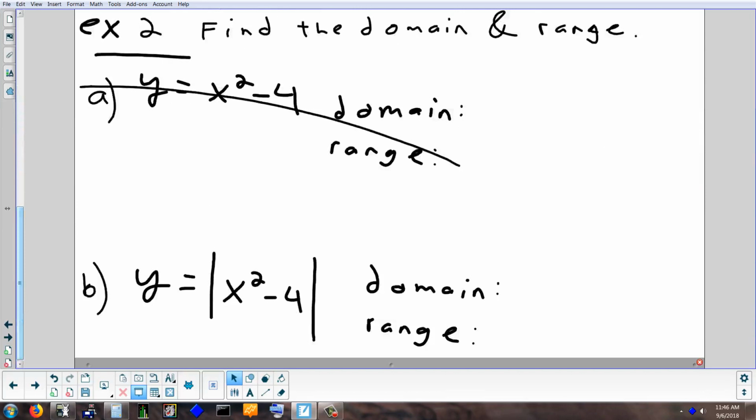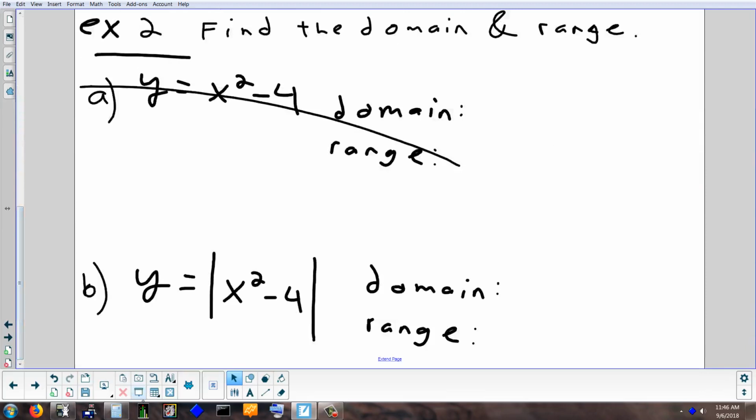Just call this example 2. I'm not going to do A. So it's really just example 2. Okay, I'm going to do this one because I showed you earlier, I'd show you how to type in absolute value. And that's what I'm going to do right now. So it's the absolute value of x squared minus 4.